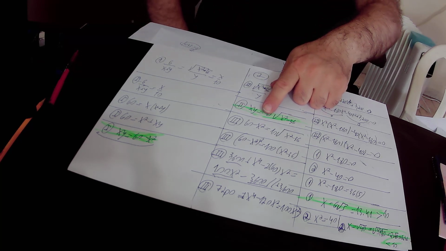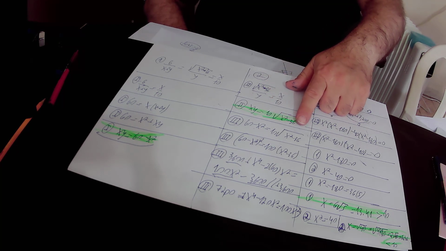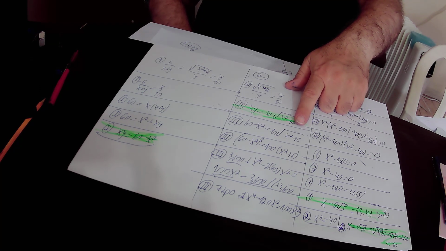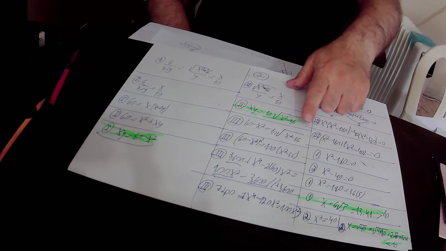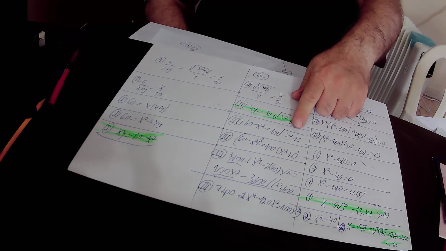Xy according to equation number 1 is 60 minus x squared, and it must be equal to xy according to equation number 2, that is 10 times the square root of x squared minus 36. Okay, xy according to equation number 1 must be equal to xy according to equation number 2.